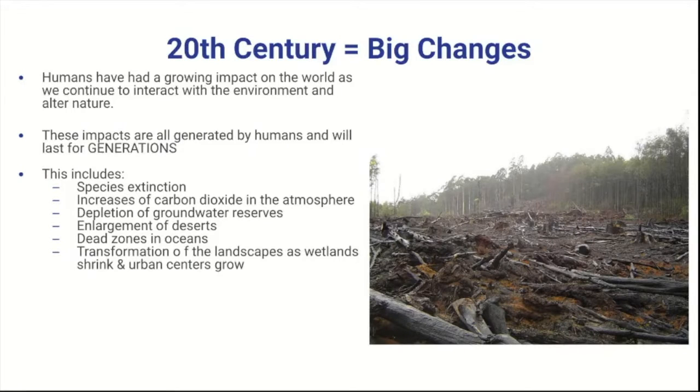The impact of humans on the natural world. Right? One of your themes, interaction with the environment. The impacts are all generated by humans and they last for generations over time. Some of these include species extinction, increase of carbon dioxide in the atmosphere, depletion of groundwater reserves, the enlargement of deserts, the dead zones in oceans, transformation of the landscapes and wetlands that shrink urban centers.